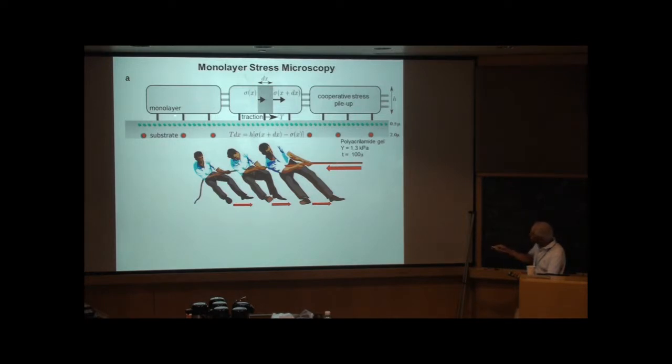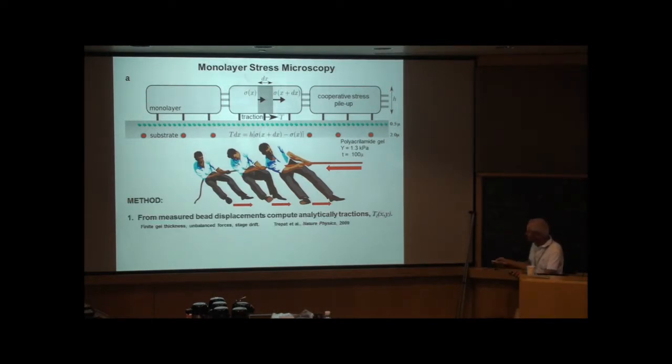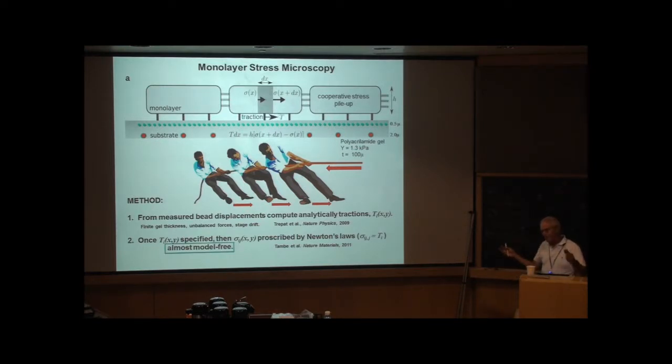And then if you know the tractions, you can just add up the forces, because the force balance is that the stress here minus the stress here has to be the traction force. So from the measured bead displacements, you can compute analytically the traction force, and you can do that pretty rigorously. Once you know the traction forces, this is just Newton's law: the divergence of the stress has to be the applied force. And so you can get this internal stress field. It turns out it's almost model-free. So you say, do you need a model to do this? Well, sort of, but the assumptions are really weak and not really a problem.